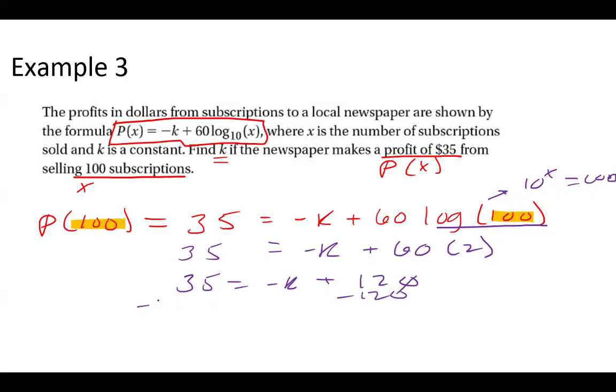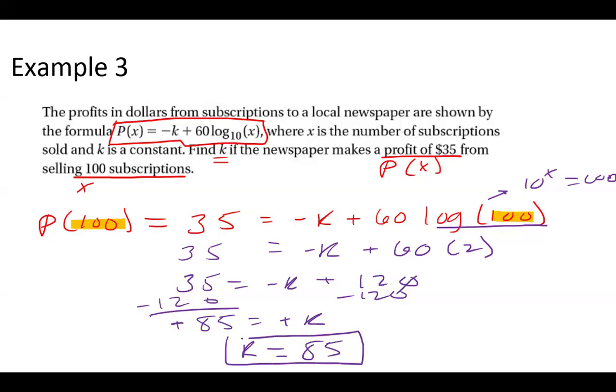Negative k plus 120. And what do I need to do to start getting k by itself? Subtract. So you have 35 minus 120. And then I have a negative and a negative, and that makes them both positive. So we know that k equals 85.